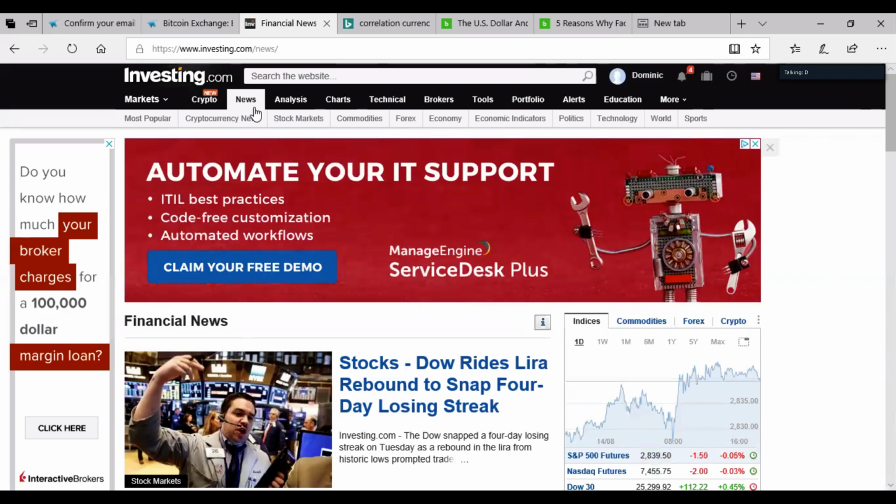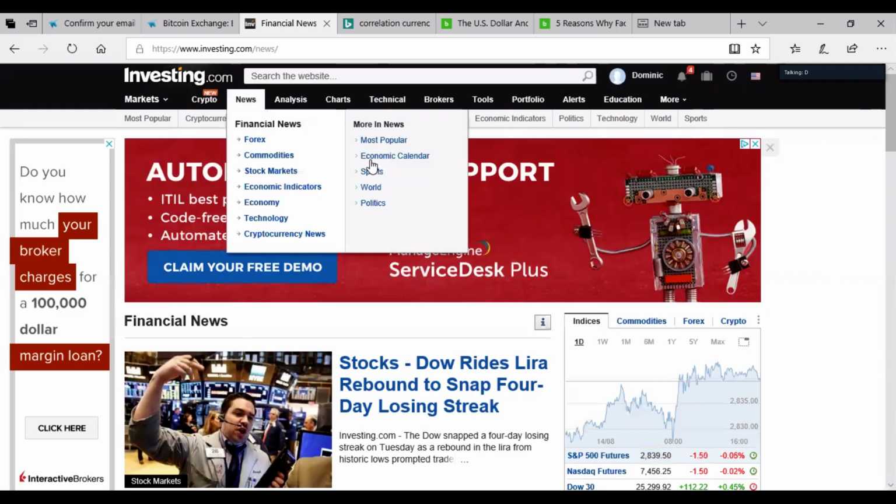So what we're going to do is go ahead and go over to news and click economic calendar. When you're looking on your phone, it's going to be a little bit different, but just make sure you go to economic calendar to be able to view the news, the upcoming news.